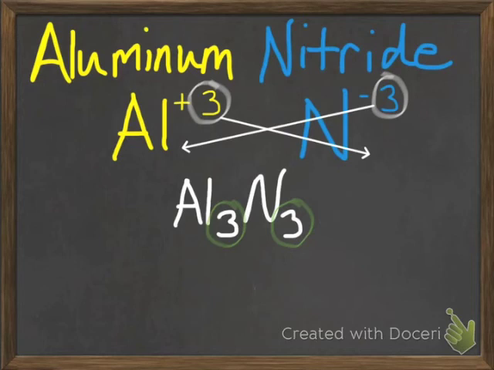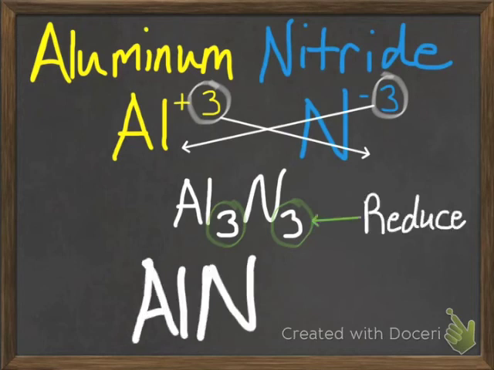So we divide each one by 3, and that gives us the proper chemical formula for an ionic compound that would occur between aluminum and nitrogen, and that is AlN. So they will form in a 1-to-1 ratio. But we have to remember that in ionic compounds, we have to reduce that if possible. And we only do this in ionic compounds.